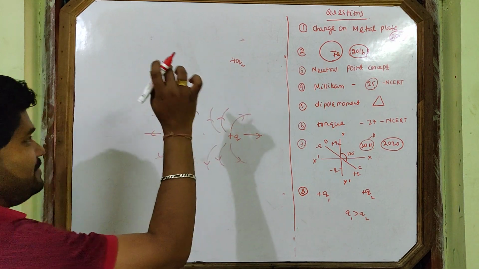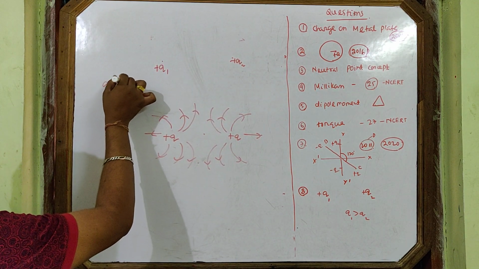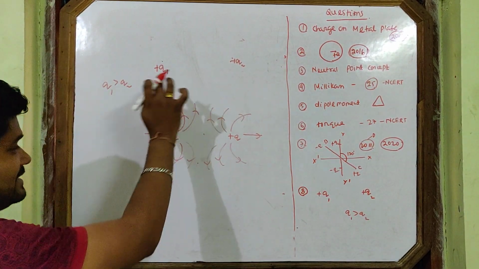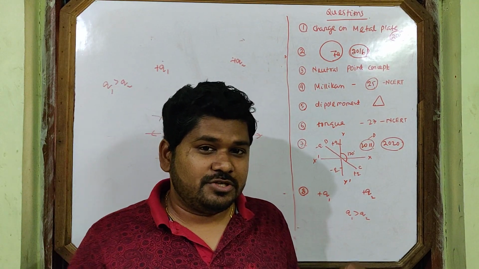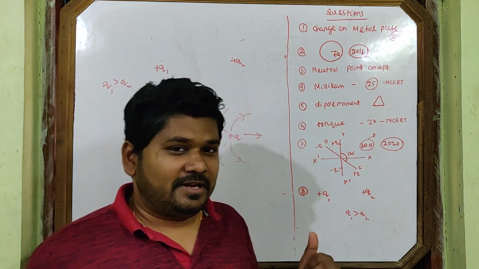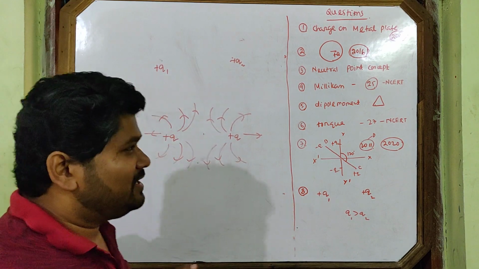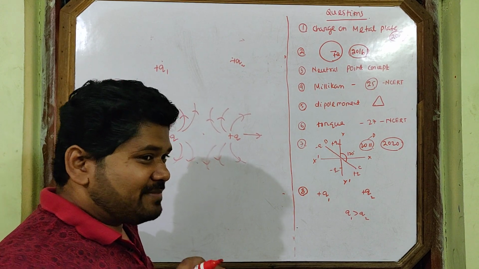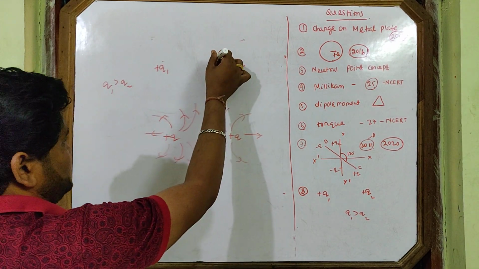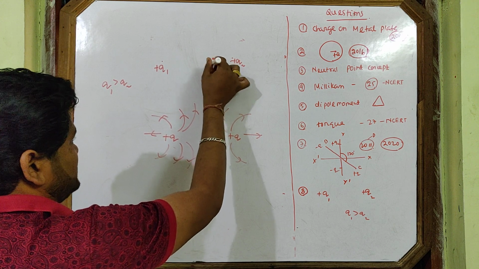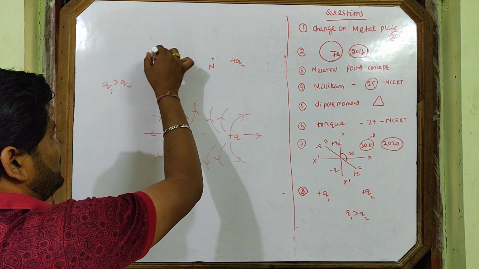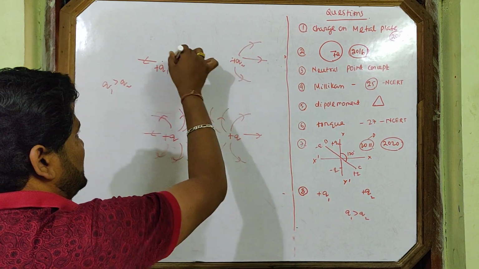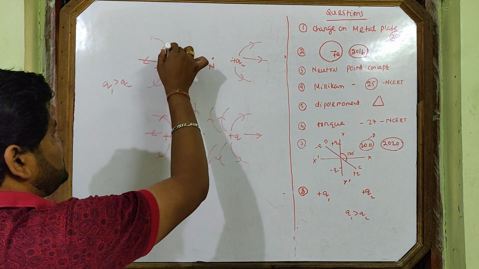But if the magnitudes are different, and the question gives Q1 greater than Q2, it is testing whether you know the position of the neutral point. I have already told you everything about the neutral point. So where will it be placed? The neutral point will be at the side of the less magnitude charge. You will mark the neutral point here and draw the lines of force like this.